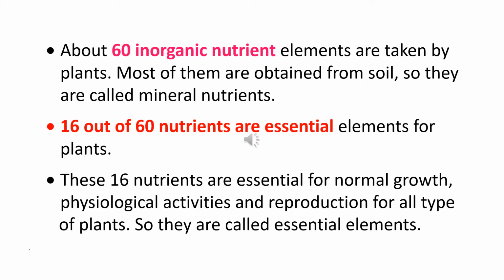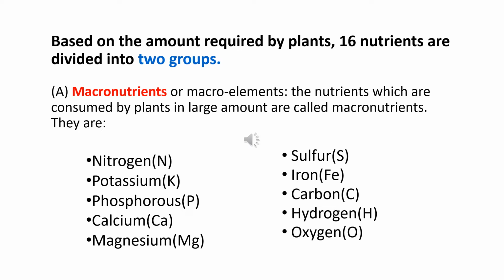They are very essential. Why are they essential? Because they are needed for growth, physiological activities and reproduction for all types of plants. So they are called essential nutrients. Based on the amount required by the plant, these 16 nutrients are divided into two groups. Number one is macronutrients, which are needed more for the growth and development of plants, and those are nitrogen, potassium, phosphorus, calcium, magnesium, sulfur, iron, carbon, hydrogen and oxygen.